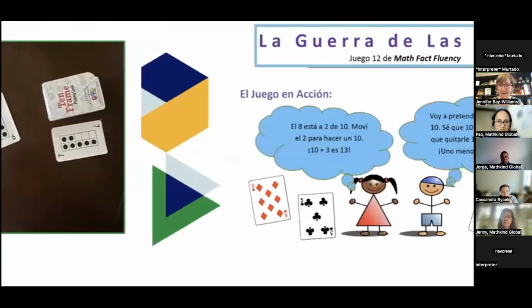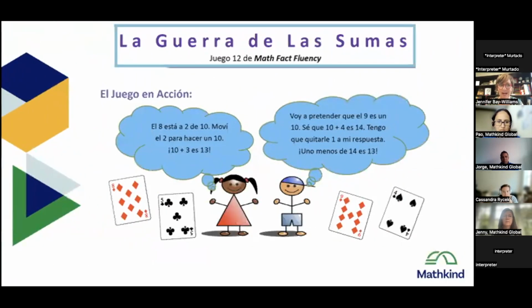Well, this game grows to la guerra de las sumas. So the sum war. So in this game, you draw 2 cards. So this player draws 2 cards. And so she will see that 2 from the 5 can move over to the 8. So she has 10 plus 3, 13. And this student, he's not using the making 10 strategy.